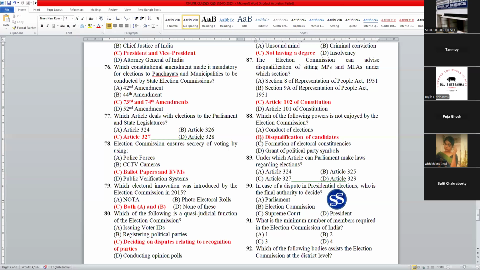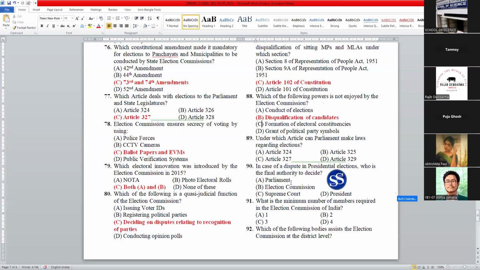Yes, sir. Disqualification of candidates is usually done under the Representation of People Act 1951, which is based on provisions such as criminal convictions, holding an office of profit, or being of unsound mind. The Election Commission can advise on such matters, but the final authority lies with the President or the Governor, depending on the case. Could you follow? Yes, sir.